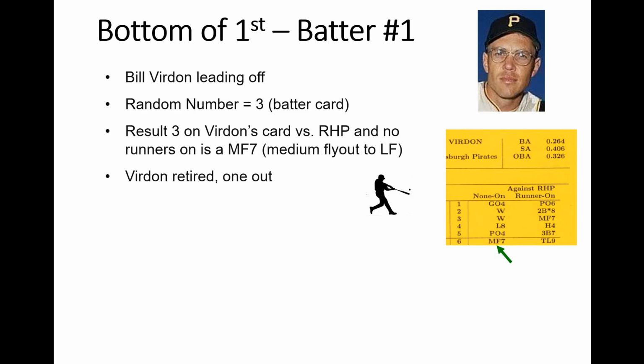Random numbers 3, it's going to be off of Verdon's card, as you see on the right. Nobody on, so you read the column there where the arrow is. And it's MF7, which is a medium flyout to left field. And Bill Verdon is retired with now 1 out.